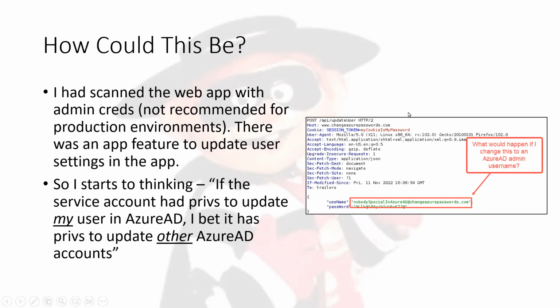You can kind of see this is a mocked up request of what that would look like, say changing the password in that web app. With the initial password change, I've got my username. I'm just nobody special in Azure AD. What if I change that to somebody special in Azure AD?